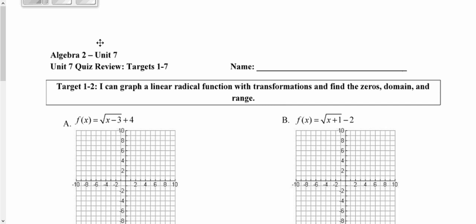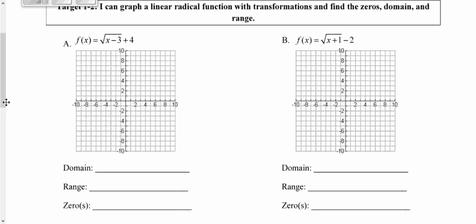Today we're looking at your Unit 7 quiz review, getting ready for that quiz you have coming up over targets 1 through 7. So we're going to start off with targets 1 and 2, which are paired together. Target 1 is the graph of a square root function, and then target 2 is the information, so the domain, range, and zeros. So I want to start off by reminding you what the parent function will look like.